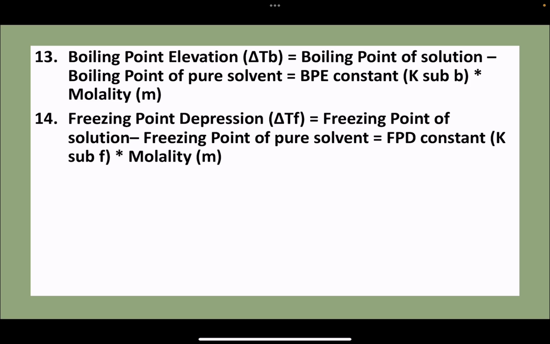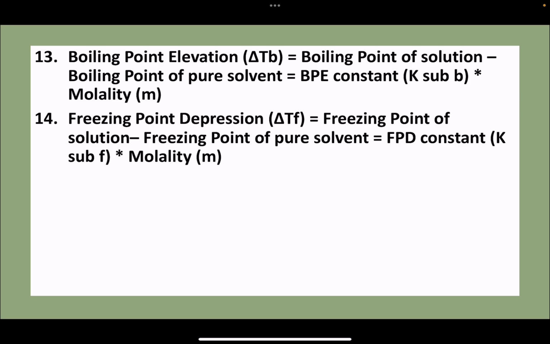Then we have freezing point depression, or FPD. FPD is delta TF, which again stands for the change in freezing temperature. This will always be a negative number. Delta TF is equal to either the freezing point of the solution minus the freezing point of the pure solvent, or to the molality multiplied by another similar constant, K sub F, which stands for the freezing point depression constant.